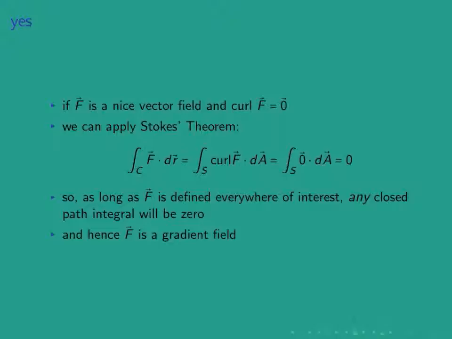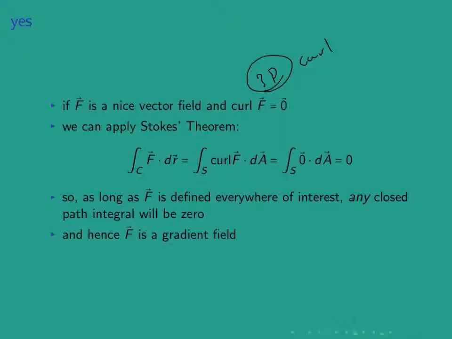So the idea is actually pretty simple. If F is a nice vector field, so again, this essentially means that its pieces have nice derivatives and it's defined everywhere in the region that I'm interested in. Okay, so if F is a nice vector field, and if the curl of F, and now we're talking about the 3D curl, the vector curl, is the zero vector, so it's important to remember that this is the 3D curl and not the 2D curl. If we have those two conditions, then we can apply Stokes' theorem.